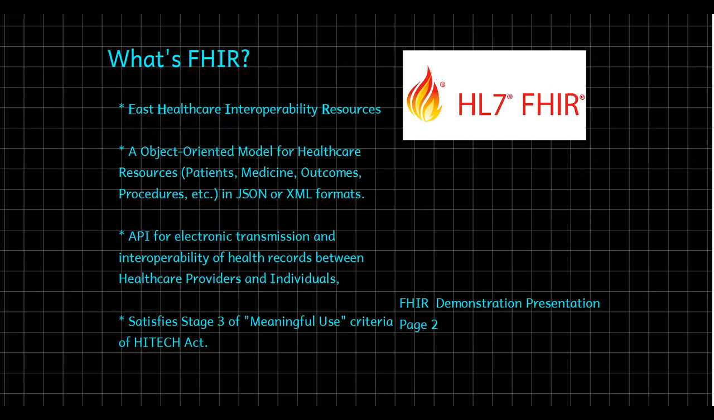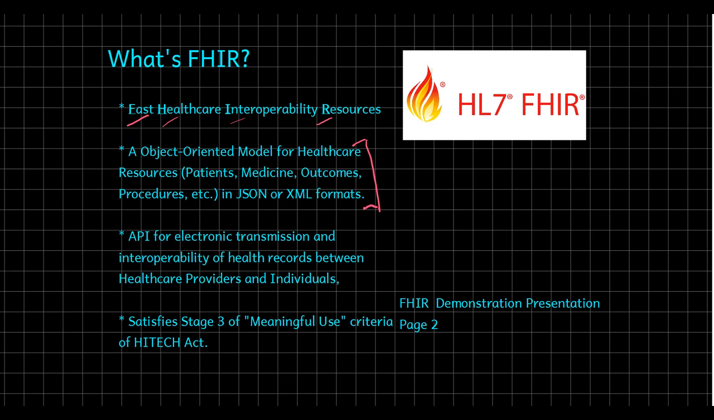So, a little bit about what FHIR is. FHIR stands for the Fast Health Interoperability Resources. So what we're basically talking about is a way of transferring data as objects. So we're going to be talking about different types of objects, such as patient objects, medicine objects, outcome objects, procedure objects, etc. And I'll go through more examples. But the main idea is that this allows interoperability. It allows electronic transmission of health records, either using a JSON format or XML formats. And this helps to satisfy stage 3 of the meaningful use criteria for the HITECH Act. That's the Health Information Technology for Economic and Clinical Health. So this allows us to store information, to transmit information regarding different health records.